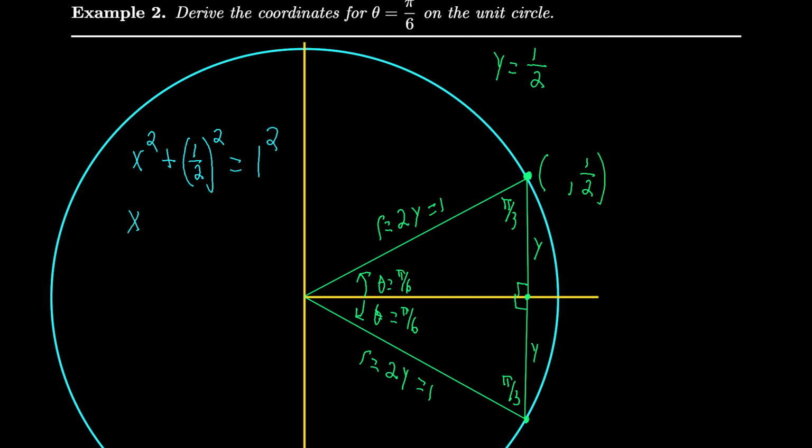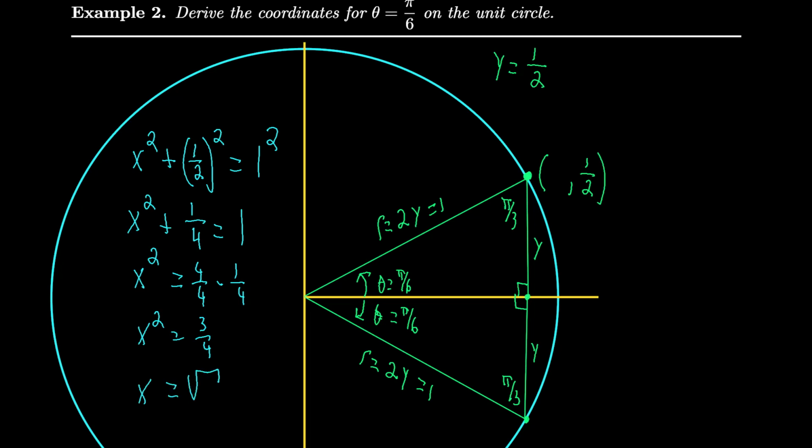Watch this. So x squared plus, square the top and the bottom: 1 squared is 1, 2 squared is 4, equals 1. Subtract 1 from both sides. So subtract 1/4 from both sides, rather. So you get x squared equals, well, 1 was just 4/4 minus 1/4, so you get x squared equals 3/4. Then you take the square root of both sides, and you get x equals the square root of 3/4.